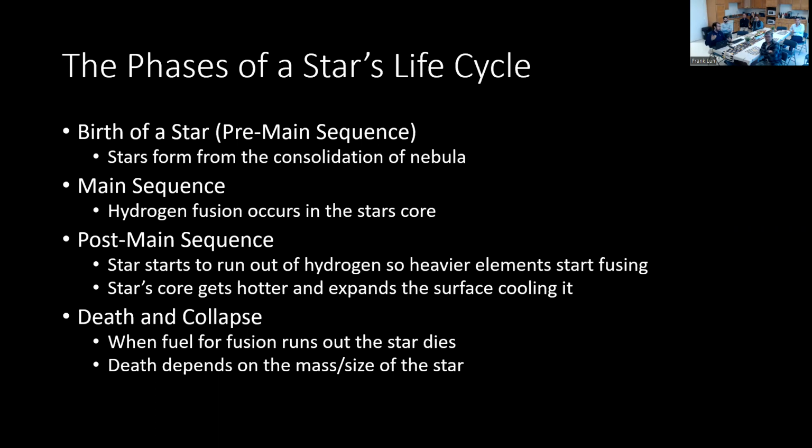Stars will eventually run out of that hydrogen as they convert it to helium. And as they run out of it, they'll start trying to fuse heavier and heavier elements. If they are massive enough to get to that point, it'll enter the post-main sequence phase, where it will get hotter and fuse heavier and heavier elements until it reaches that nuclear dead end, or it's just not massive enough to fuse heavier elements. And then eventually, once it's entirely out of fuel, you'll reach death and collapse, where the star dies, leaving behind some kind of remnant.